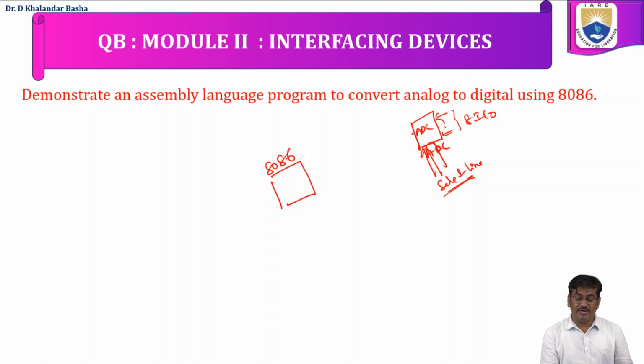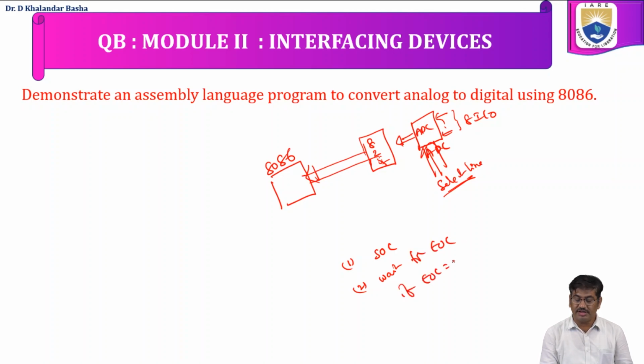Once it is converted into digital, the equivalent value will be read by 8255. From 8255, the converted value will be read by the 8086 processor. So for conversion of analog to digital, we first have to generate an SOC pulse. Once the SOC pulse is given, wait for end of conversion.